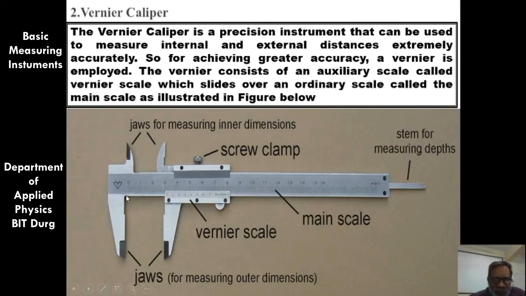You can see here, these are the divisions on the main scale, and these are the divisions on the vernier scale. If you see clearly, in this vernier scale there are total 50 divisions. And whenever you close these two jaws, means you keep these two jaws in contact, this length of 50 divisions on the vernier may correspond to a certain number of divisions on the main scale.